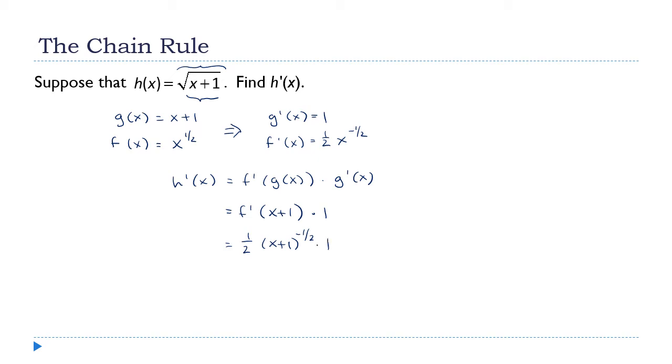And that's almost it. Now it's just a little cleanup. I'm going to move that negative exponent down into the denominator, and this is 1 over 2 times the square root of x plus 1. And that's it. There's my derivative, right? That's how the chain rule works.